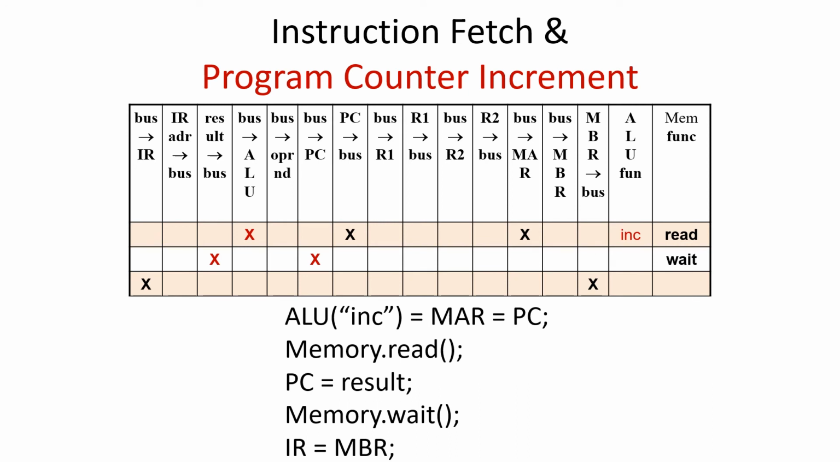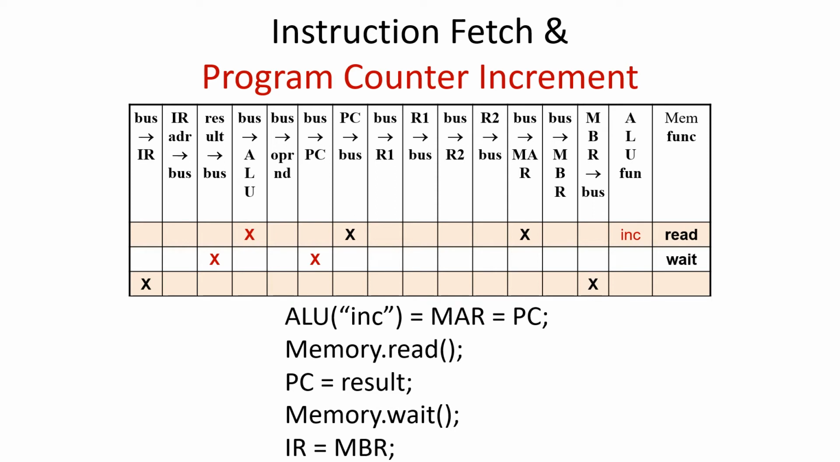Here are three lines that do the instruction fetch and program counter increment. This is done for every instruction. The first line copies the program counter value into the memory address register. The program counter always contains the address of the next instruction to be executed, and so it's going to read from that memory location. At the same time it's reading, it will also copy that program counter value into the ALU and increment it, so that we don't always fetch the same instruction.